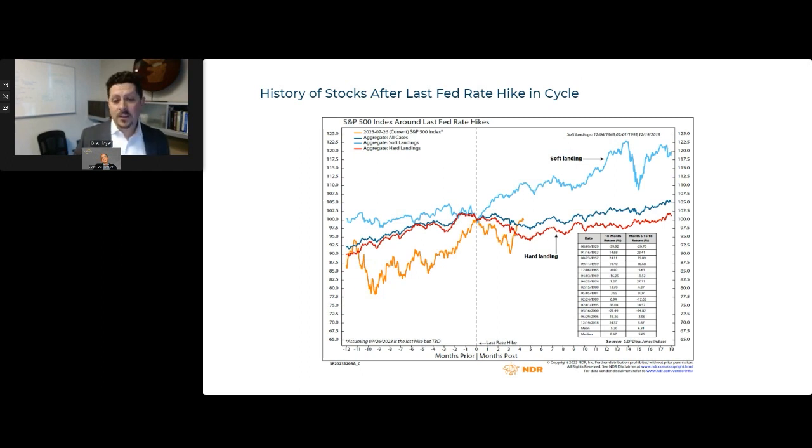And you can see the hard landing in red, a soft landing in light blue, and then the dark blue is just all cases put together. The orange is where we are now. So the base case seems to be for a soft landing. And if we do have one, then we would expect that returns should continue to be positive from here. But again, this is a small sample size as well, so it doesn't give us the full context to say we're pretty confident in this.